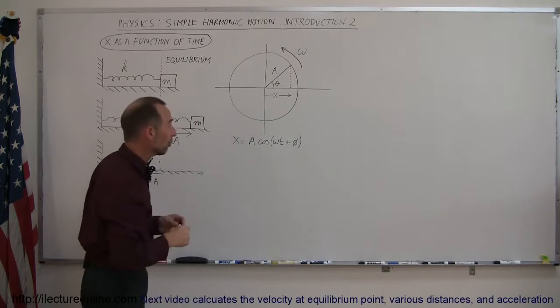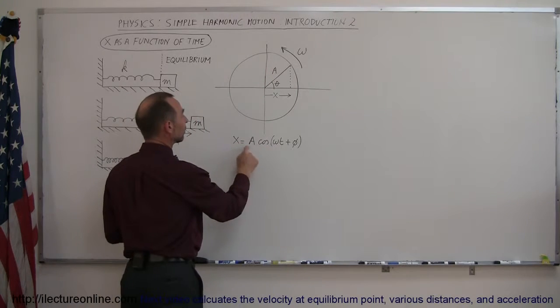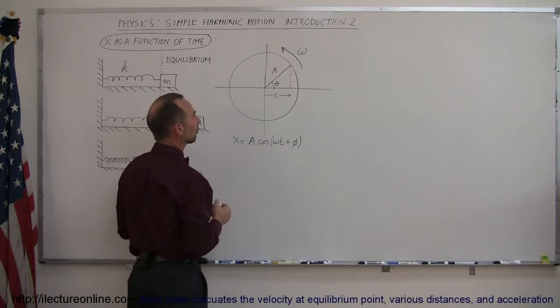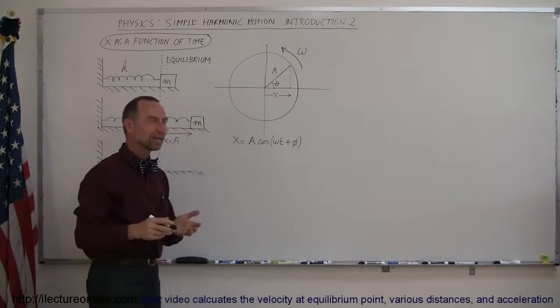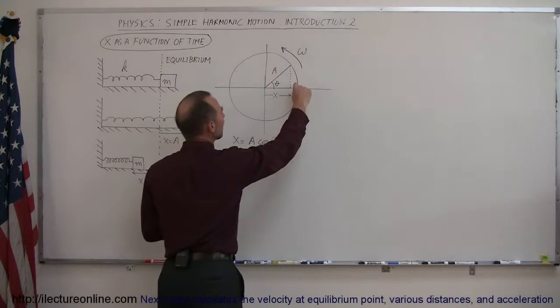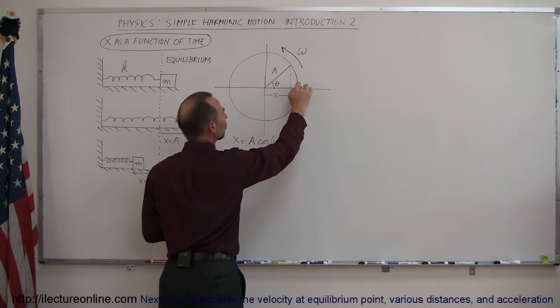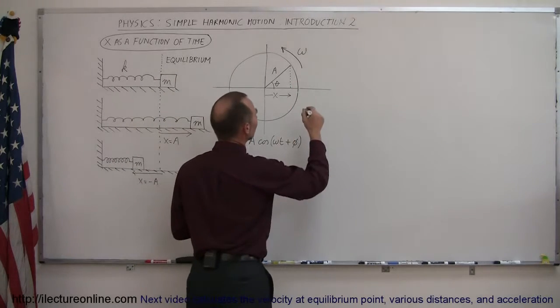But then if we want to know how x changes as a function of its rotational motion, or how fast it oscillates back and forth, we can write it like this: x equals a cosine of omega t plus the phase angle. Now the phase angle is only there if the object is not at this position when t is equal to 0.